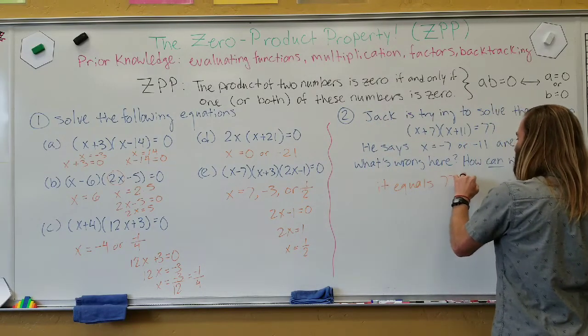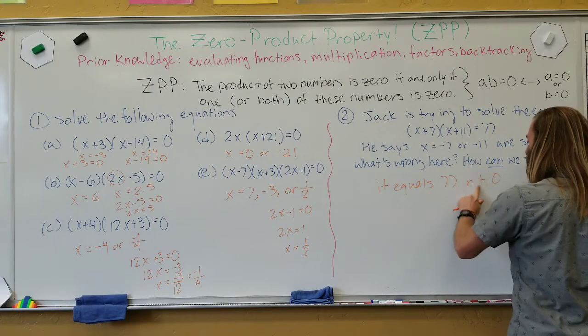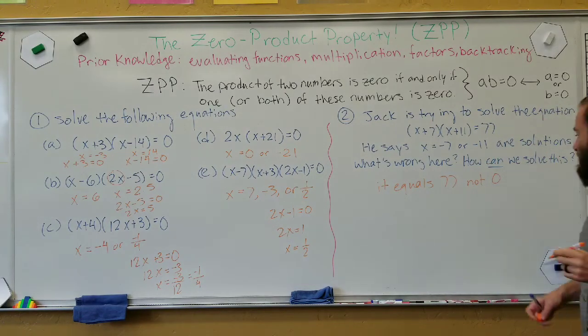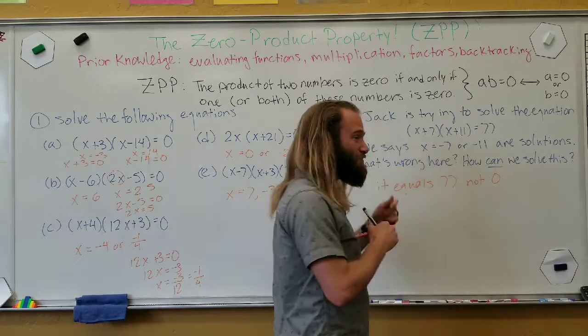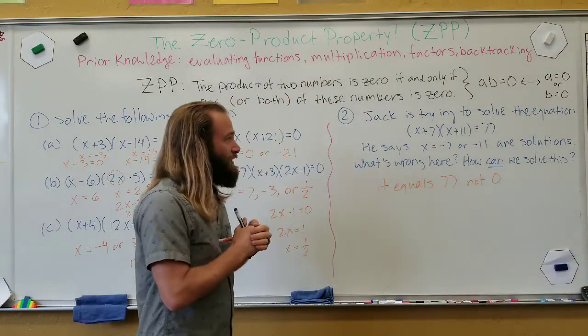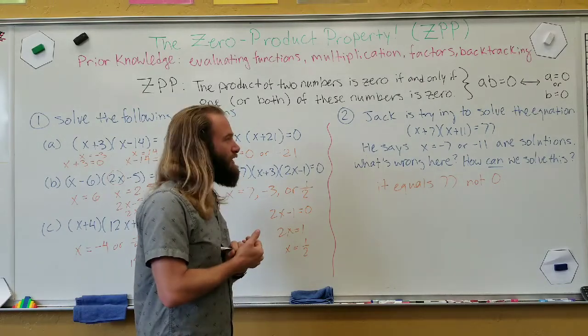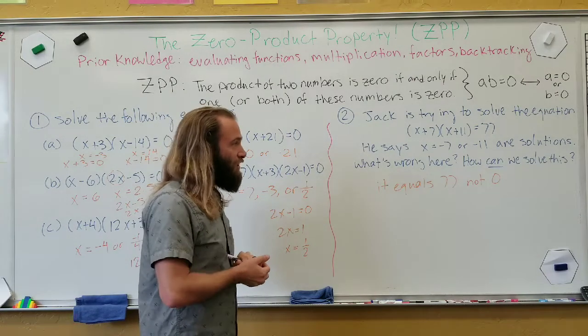It equals 77, not 0, right? So there's our main answer to that one. So let's go ahead and answer, how could we solve this? Well, to be honest with you, we have some methods that we could use, but you and I are going to end up spending some time looking at that later on.